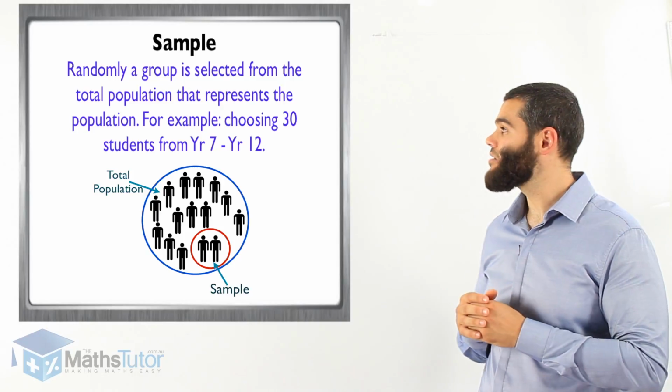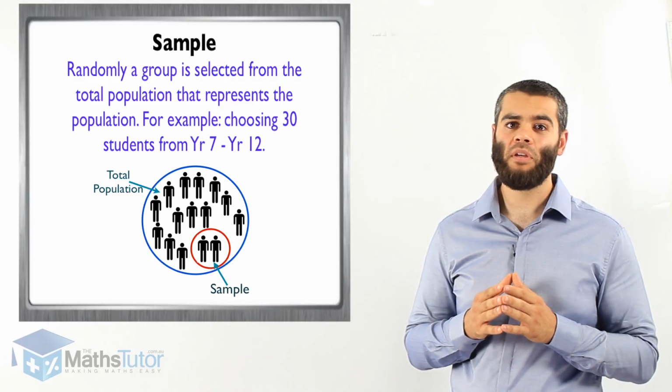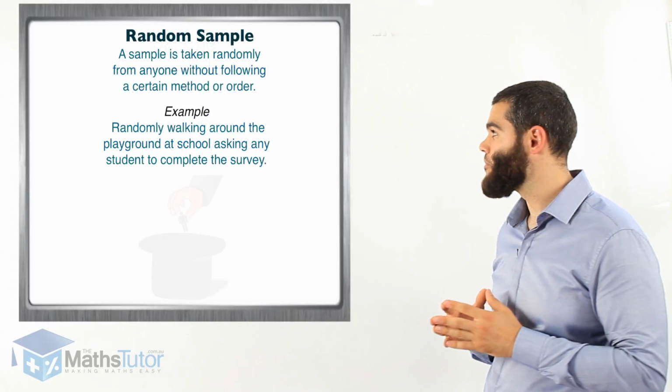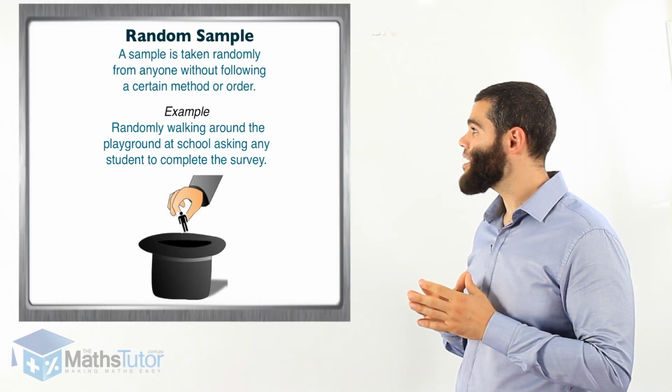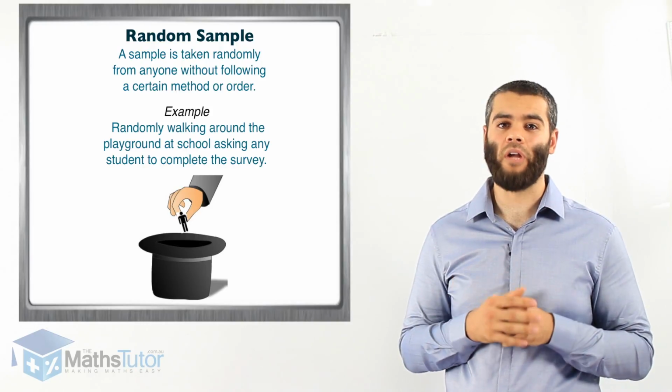So now the school canteen decided to conduct a sample. It is easier, less time consuming, and less costly. There are 3 types. Which one do they choose? The first type is called a random sample. A random sample is taken randomly from anyone without following a certain method or order.